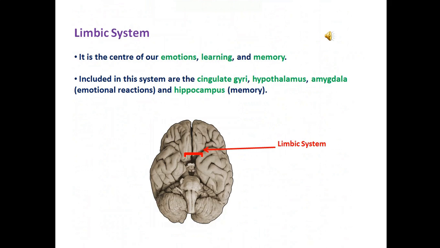Our final structure in the brain is the limbic system. It is the center of our emotions, learning, and memory. Included in this system are the cingulate gyri, hypothalamus, amygdala, which is responsible for emotional reactions, and hippocampus, which is responsible for memory. That entire structure pointed by the arrow is the limbic system.